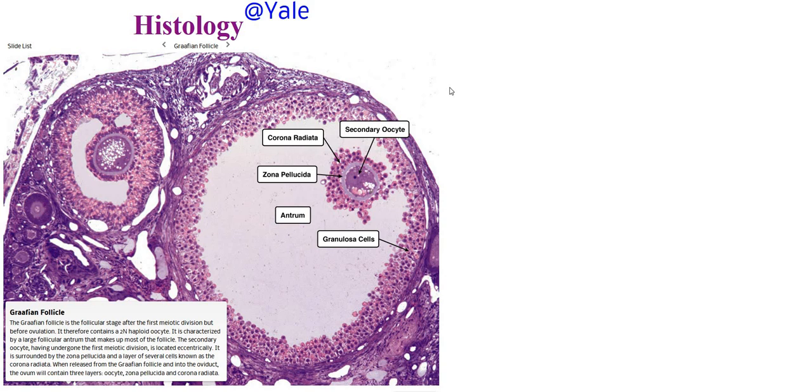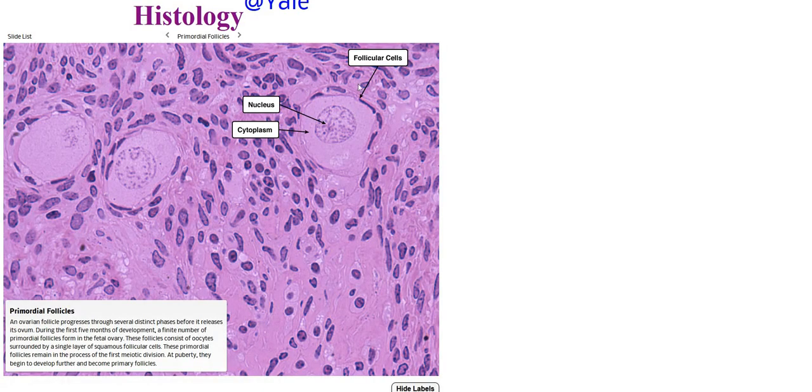I want you to understand those three different phases, primary, secondary, and tertiary follicle, as well as the default state. I want you to recognize that these follicles are primordial until something happens to them at puberty or later. They're going to hang out in this default state. That is it for histology.